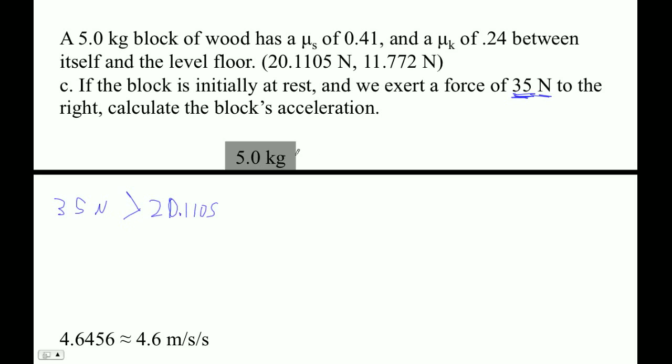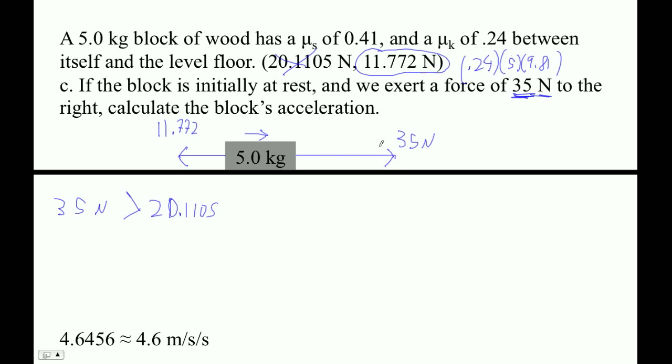So that's a force to the right, so let's draw that guy. Okay, there's 35 newtons. And as soon as it starts to move, this force is no longer relevant. This is the relevant force. It's now sliding to the right. So that's the force to the left. Okay, so there's a force of 11.772, and we got this from 0.24 times 5 times 9.81, right?